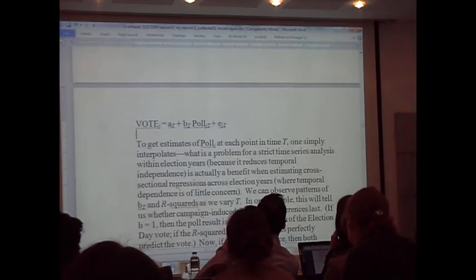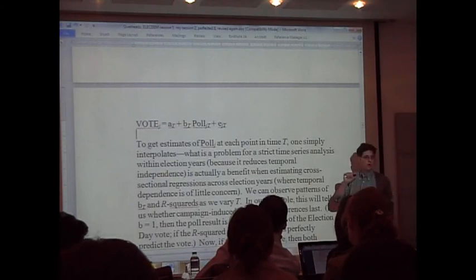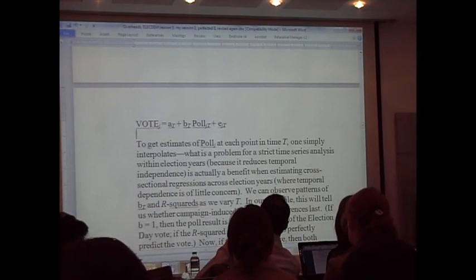Yeah, the coefficient would be 1, right? So the poll and the intercept would be 0. The intercept would be 0, right? Because if you had 50 in the poll, what would you predict in the vote? 50. If you had 60 in the poll, what would you predict in the vote? 60. Okay, that's the first thing. What else, if it's a perfect predictor? What would be the error? That's right. So what would the R squared do? Right, very good.